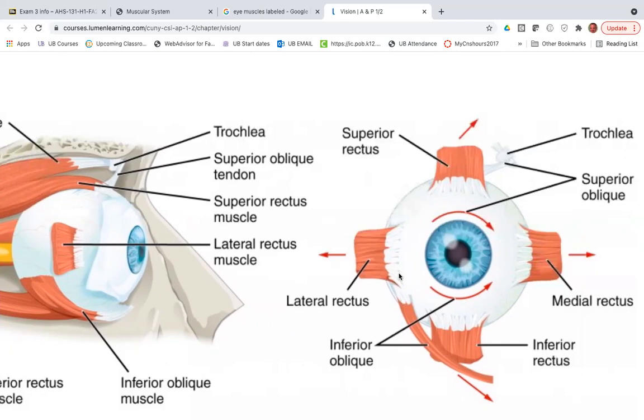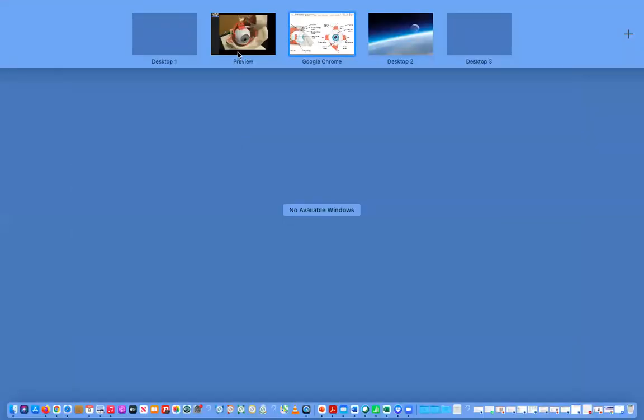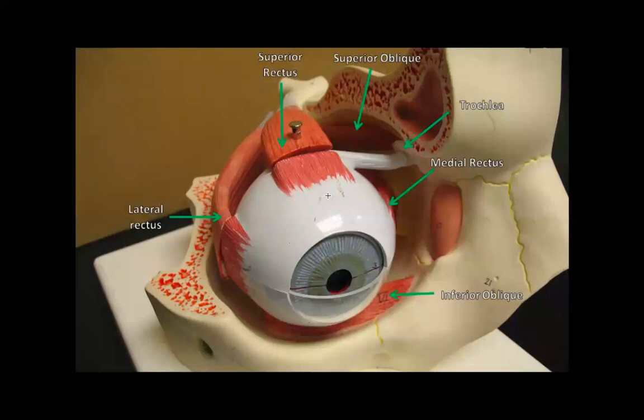Okay. So let's take a look here at this picture to give you another view of it. So here is the same eye. This is the right eye. This is the nose right here. So here's the top. So that would be the superior rectus. Right on the inside, closer to the nose, that's the medial rectus. On the outside of the eye is the lateral rectus. So those are the rectuses.